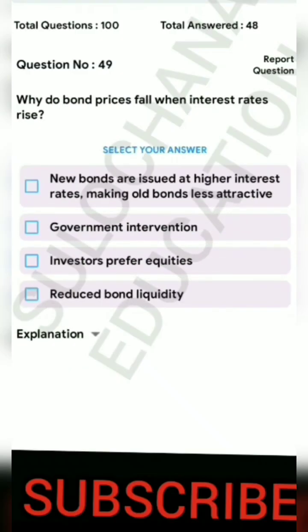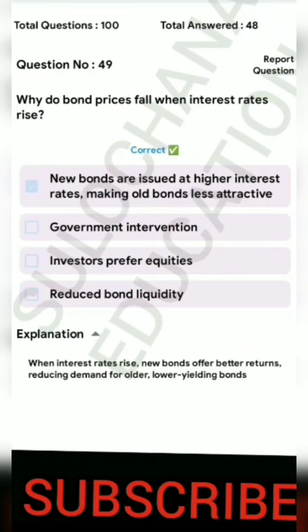Why do bond prices fall when the interest rates rise? Options A. New bonds are issued at higher interest rates, making old bonds less attractive. B. Government intervention. C. Investors prefer equities. D. Reduced bond liquidity. And the correct answer is Option A, new bonds are issued at higher interest rates, making old bonds less attractive.